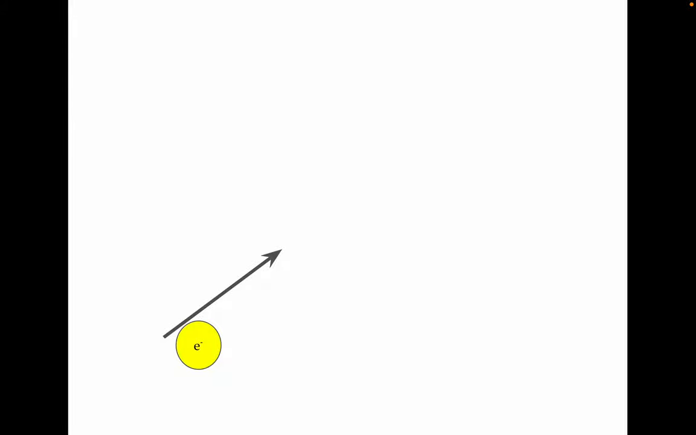Consider an electron that's traveling along and then releases a W- boson. What happens to the electron? What does this look like in our system? And what needs to take place right here in the center?